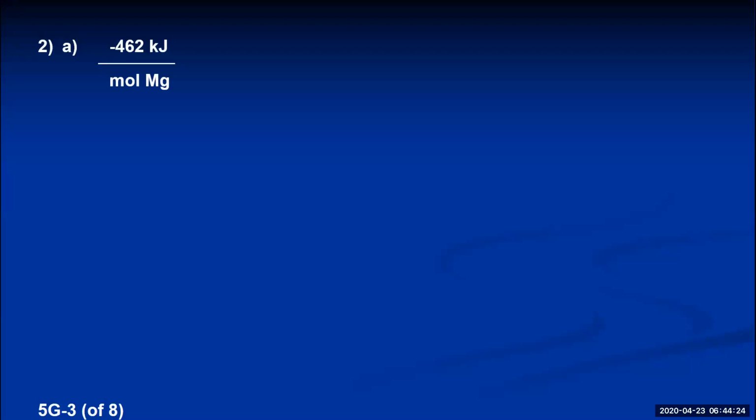So in part A, if you're going to react 0.250 moles of magnesium, all you have to do is multiply the value we got in question number 1 by the number of moles of magnesium. That causes the moles of magnesium to cancel out. So if you are going to react 0.250 moles of magnesium, you're going to release negative 116 kilojoules worth of heat energy. It has to be. For part B, they said, what if you're going to react 4.75 grams of magnesium?